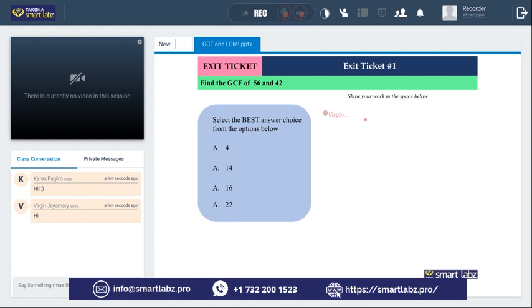Greatest common factor of 56 and 42. This one I really can't help you at all on, so I'm going to try not to talk. 1 times 56 is the answer, and 2 times 28 is 56. 4 times 14, so 4 times 8.